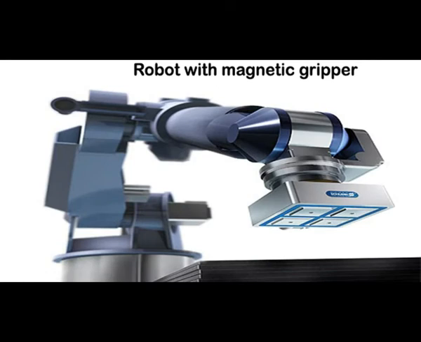Next we discuss magnetic grippers. In this figure you observe a magnetic gripper. Here magnetic pads are there. These magnetic grippers handle ferrous materials. The stainless steel plate in the example would not be an appropriate application for a magnetic gripper because 18-8 stainless steel is not attracted by a magnet.